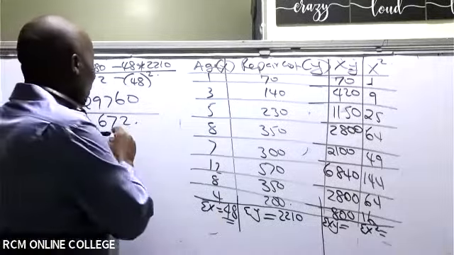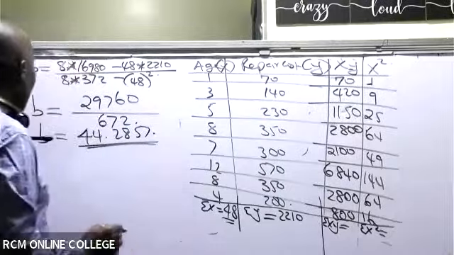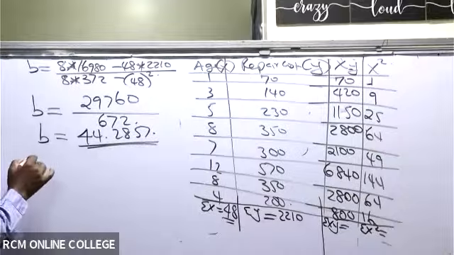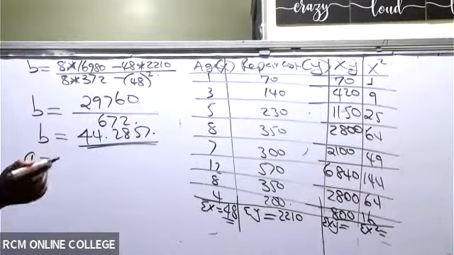44.2857, like that. So this is the value of B. And once you get the value of B, getting A is as easy as a walk in the park.